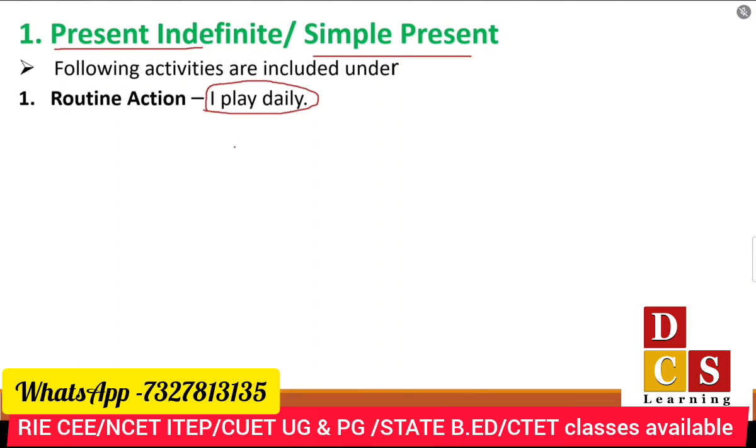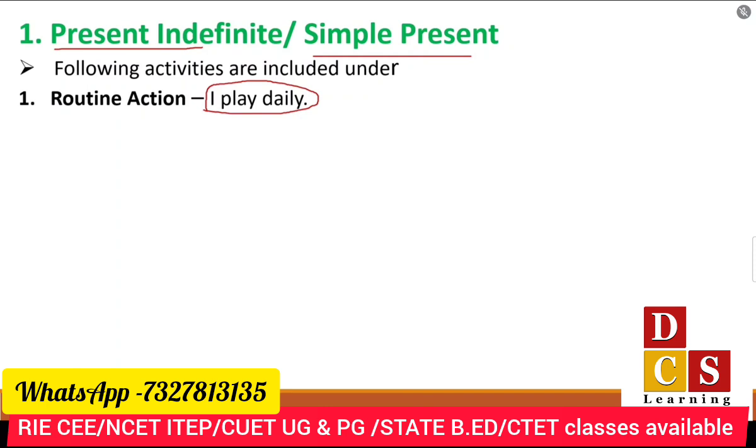Got the point? You cannot say, if you are playing daily or sleeping daily or studying daily, then you cannot say I am playing daily. No, I play daily. We have to write or speak in simple present tense.